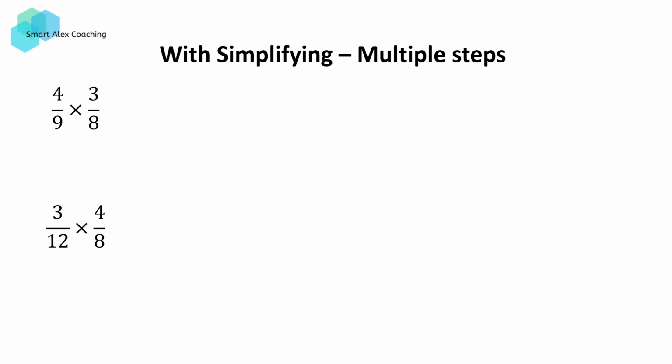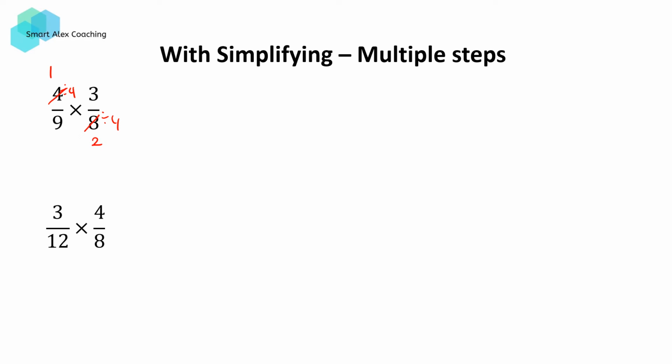The simplifying process can also be carried out more than once. Let's look at 4 9 times 3 8. What we see is that the 4 and the 8 has got a common factor of 4. So I'm going to simplify the two numbers by dividing the top and the bottom by 4. 4 divided by 4 is 1. 8 divided by 4 is 2.